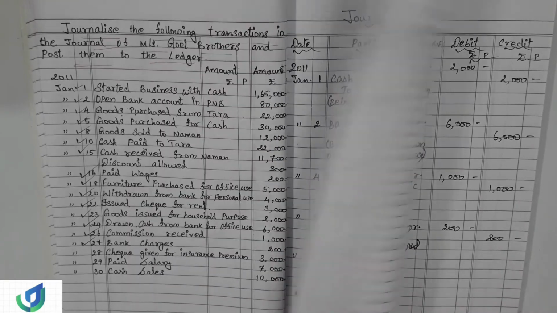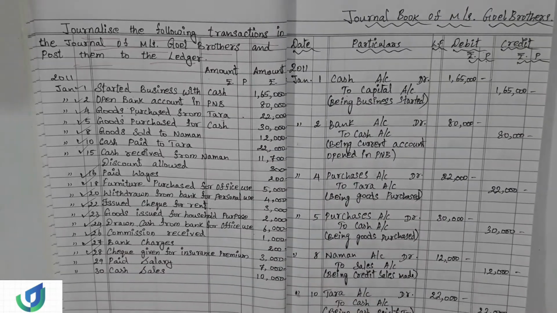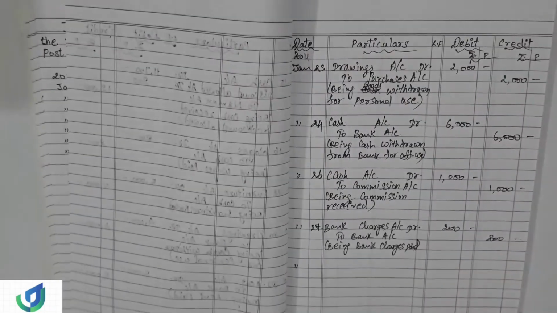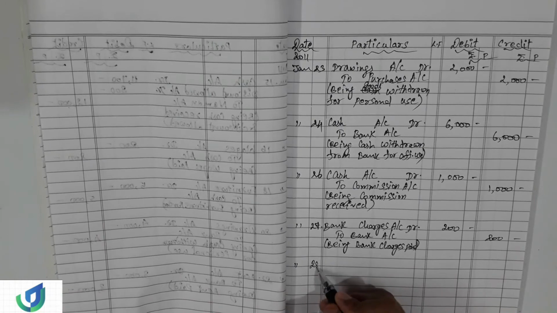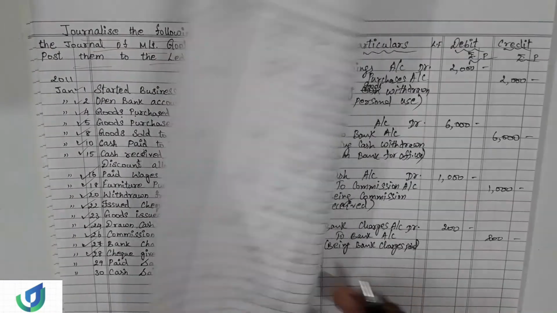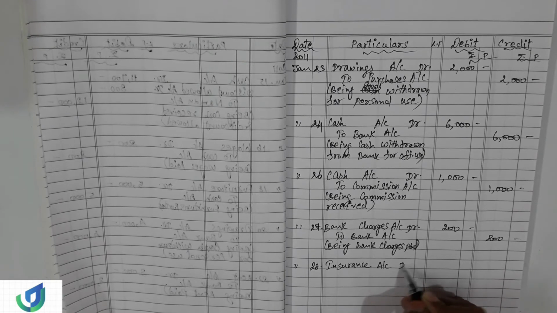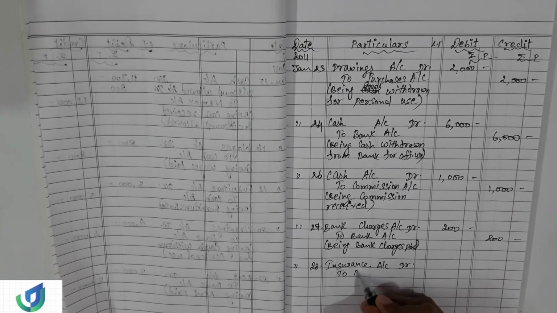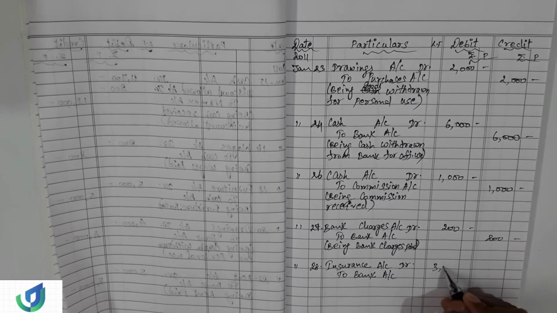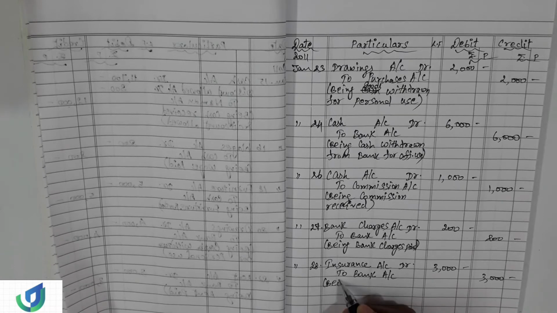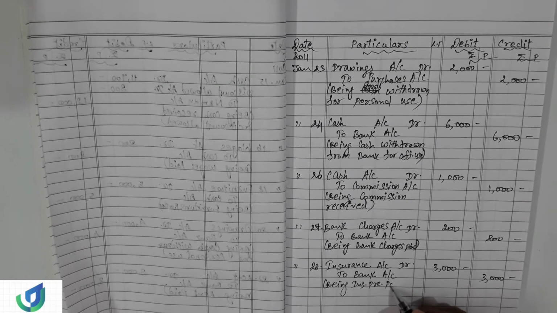Right? And next is cheque given for insurance premium. The company would have taken some insurance policy, so for that the amount has been paid. It is an expense for the company. So debit all expenses and losses. So insurance to be debited. Insurance account debtor to bank account, 3000. Being insurance premium. I'm writing very short.